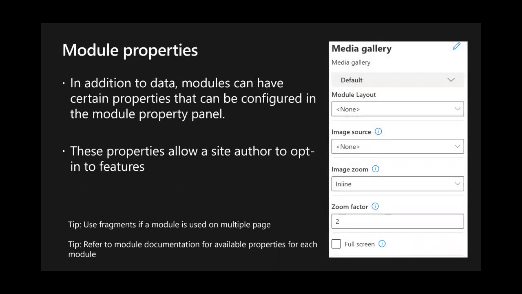Coming back to modules, so module properties. We talked about the property panel when we talked about how data can be configured in the property panel. In addition to data, modules can also have certain properties that can be configured in the module property panel. These properties allow a site author to opt into features. An example here is the image gallery module. We have image zoom where you can say, I want inline zoom or I want container zoom. You can define the zoom factor. You can say I want 2x zoom, 3x zoom, 10x zoom, full screen, etc.